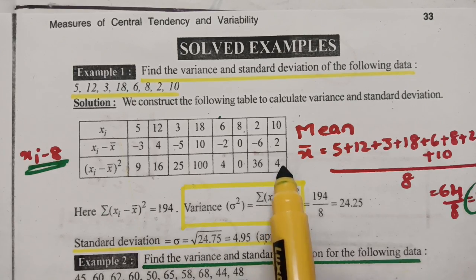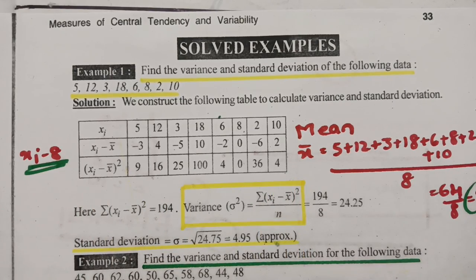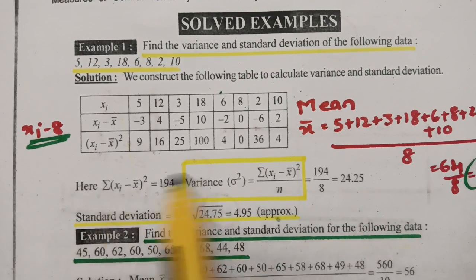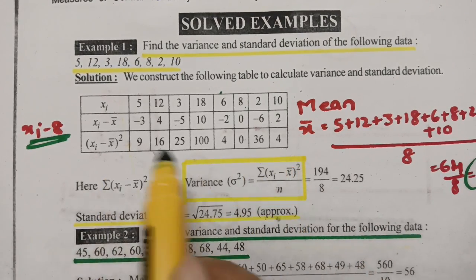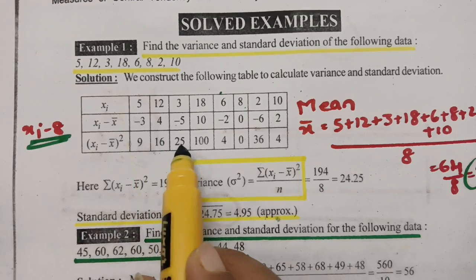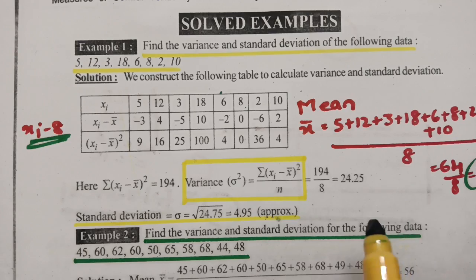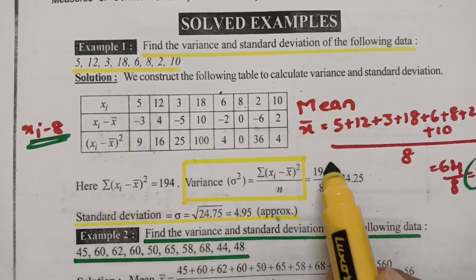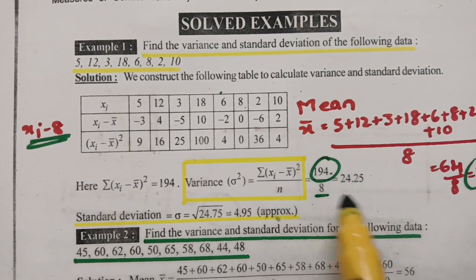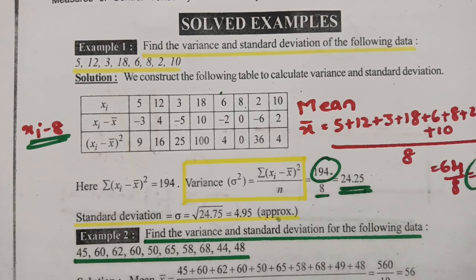And now see here, these are all the squares. Hence we have to make it a total of this, that is 9 plus 16 plus 25 plus 100 plus 4 plus 36 plus 4. The value here is 194. So this is 194 divided by 8. The value here is 24.5.